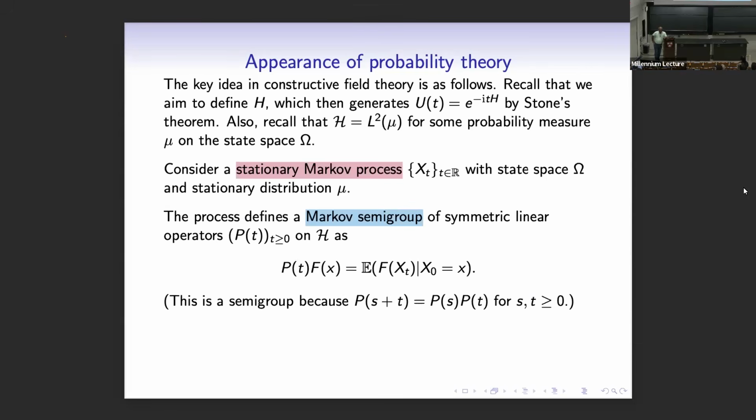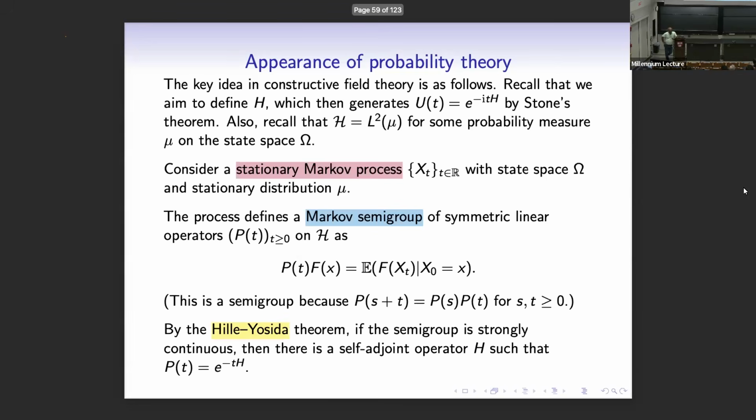Then this process defines a Markov semigroup of symmetric linear operators P_t as these conditional expectations. So P_t f of x is the expectation of f of X_t given X_0 equals little x. Okay. And this is a semigroup. This is defined only for t non-negative. And it's a semigroup because P_{s+t} is P_s times P_t for s and t non-negative, not for all s and t in R, just s and t non-negative. So that's why it's a semigroup. And by another theorem from functional analysis, if the semigroup is strongly continuous in the same sense as before, then there's a self-adjoint operator H so that P_t is e to the minus tH. Instead of e to the minus itH, you get e to the minus tH.